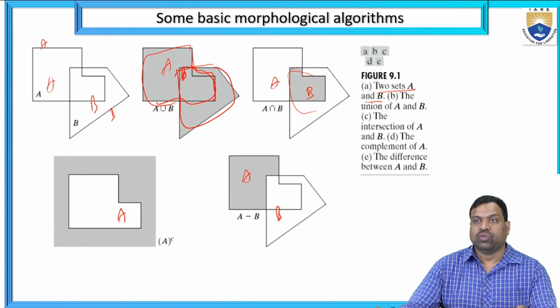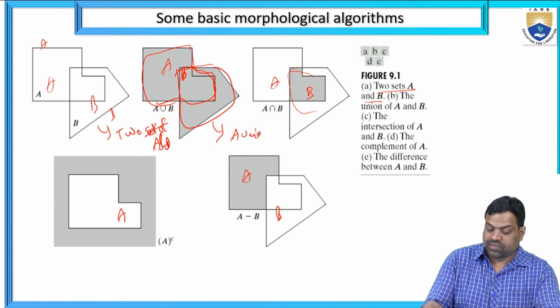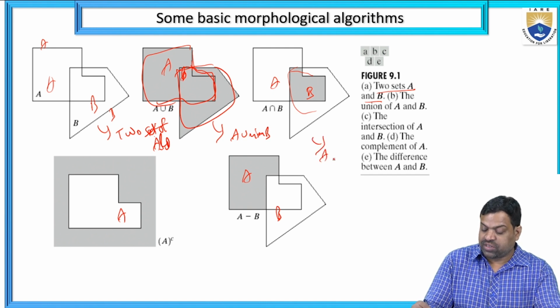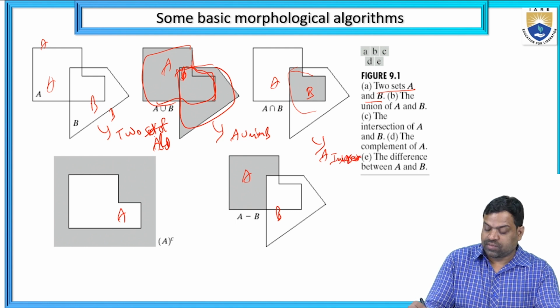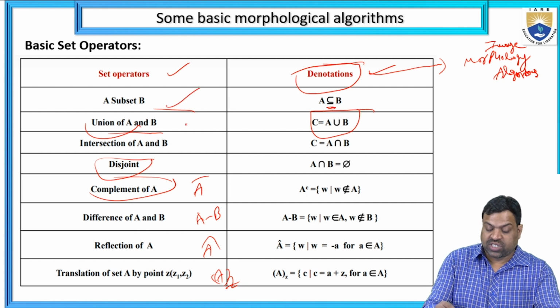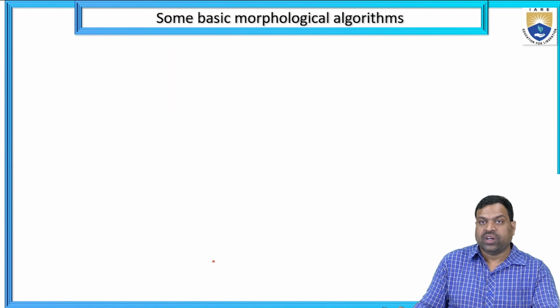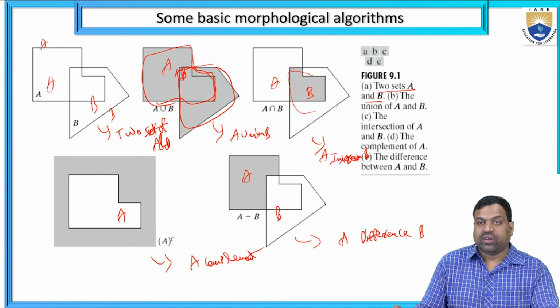We can observe here figure A is two sets, A and B. Here figure B is A union B and figure C is A intersection B. And here D is the A complement, and figure E is A difference B. Already here we discussed A subset, A union, A intersection, disjoint of two functions, complement, difference of A and B, reflection of A, translation of A and B. Here also we are taking two sets A and B, and A union B, A intersection B, A complement B and A difference B. These are some examples of basic morphological set operations.